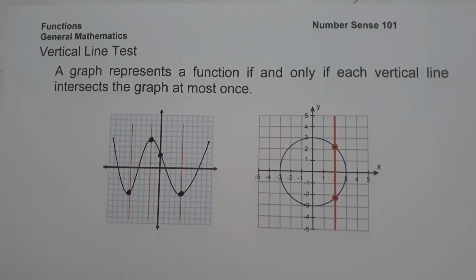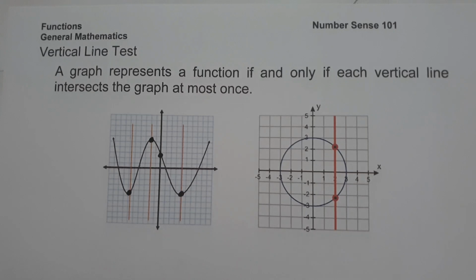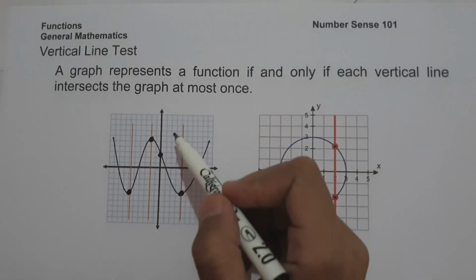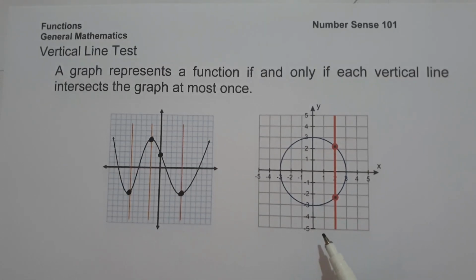Before we proceed to the third set of examples, let us talk about the vertical line test. When we say vertical line test, a graph represents a function if and only if each vertical line intersects the graph at most once. The first figure is a function because it intersects the vertical line once. The second figure is not a function because it intersects the vertical line twice, that is 1, 2. So we are going to use the idea of the vertical line test to check whether the given graph is a function or not. So let's have an example.